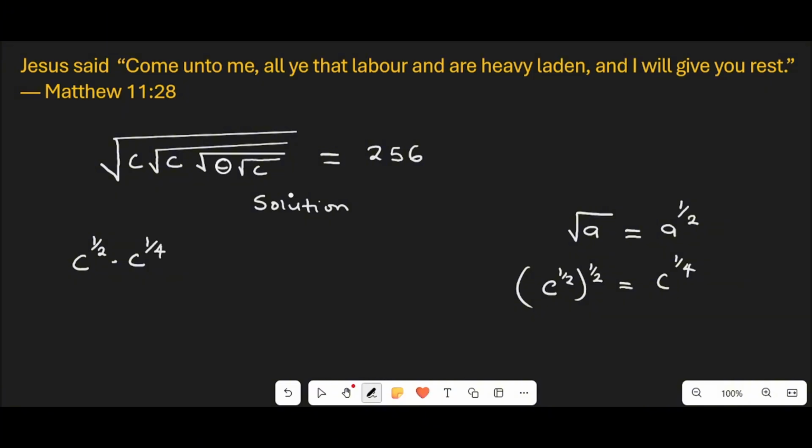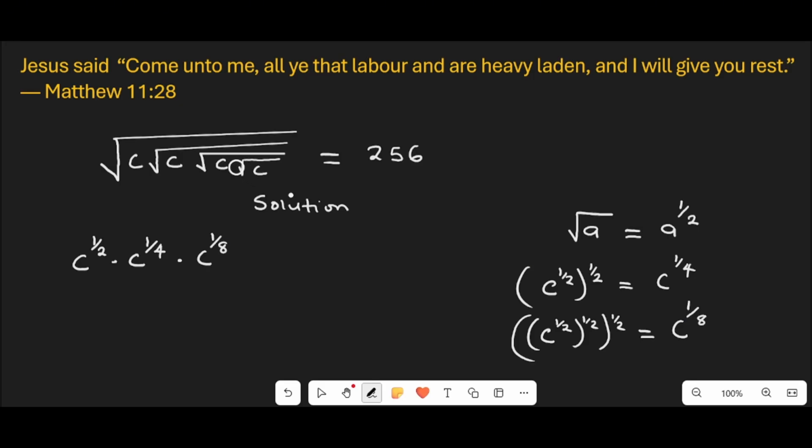Also, our third C here is under this square root, and under this square root, which means C raised to power half everything raised to power half and everything raised to power half. So 1 over 2 multiplied by 1 over 2 multiplied by 1 over 2 will give us C raised to power 1 over 8. So multiply by C raised to power 1 over 8.